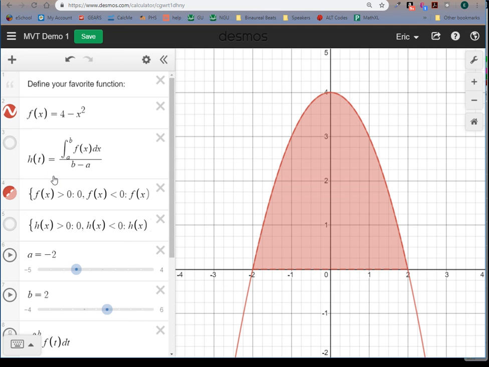If I make a new function where the value is constant and it's just equal to the area under the curve divided by the width of the interval, and I've just defined a as -2 and b as 2, right? So there's my function. I just get h of t equals 32/3, and I add up that area from a to b. You can kind of see that those are the same size, aren't they?